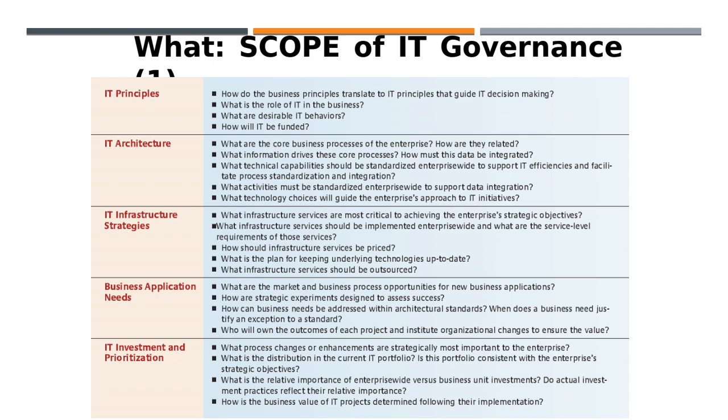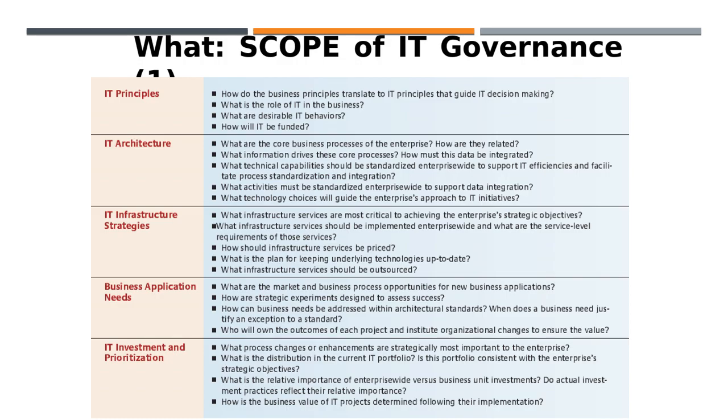Here is an example. Please have a look at it. For what? The scope. Okay, the scope. These are the things covered by the scope. Just for example, IT principles. How do the business principles translate to IT principles? What is the role? See, always all the questions start with what. Okay, what, meaning scope.